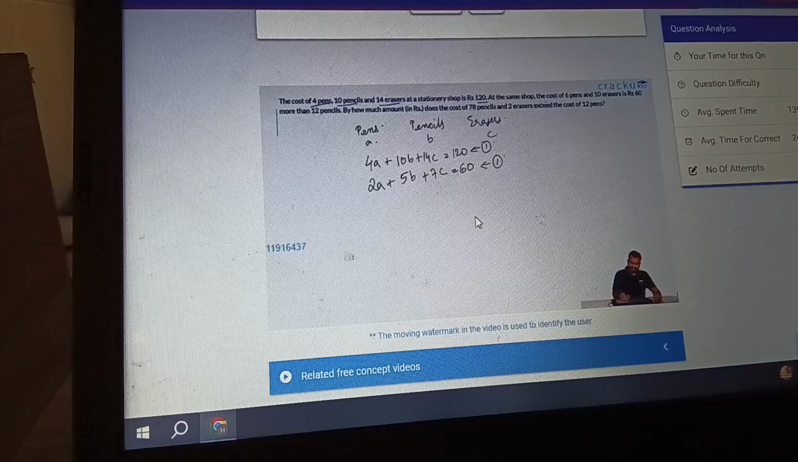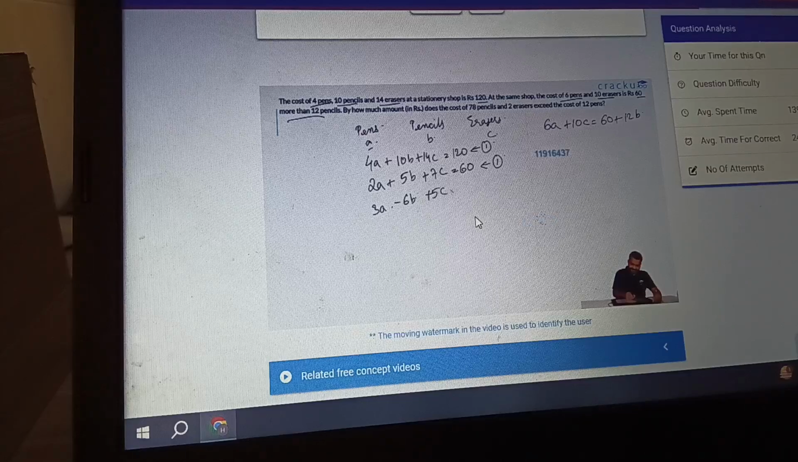We are also told that at the same shop the cost of 6 pens, that is 6A, and 10 erasers, plus 10C, is equal to 60 more than that of 12 pencils. So this is equal to 60 plus 12B. You can again simplify this by dividing the entire equation by 2. So this would imply that 3A minus 6B plus 5C is equal to 30. This is the second equation.